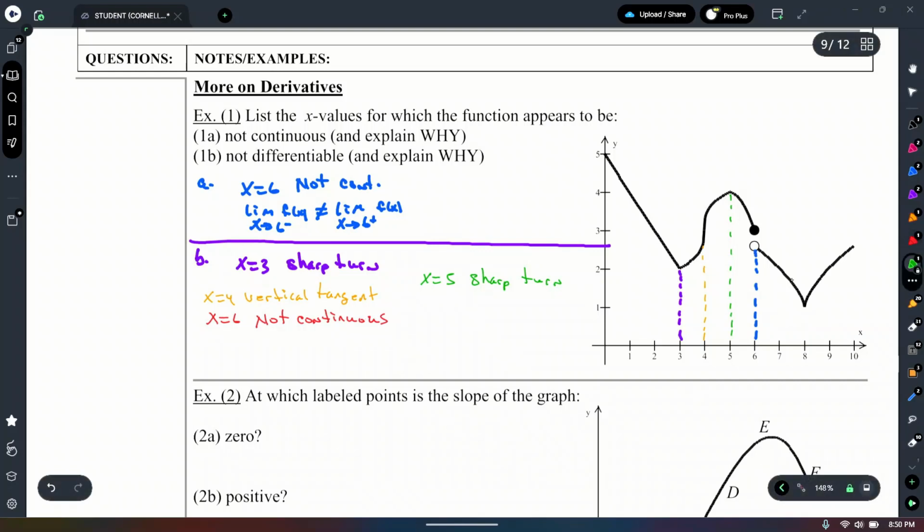And then finally, we have this cusp. You could say sharp corner, but we really want to identify what it is, and it's a cusp. So at x equals 8, we have a cusp. It's not too bad.